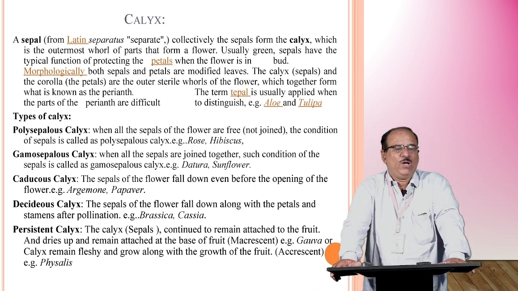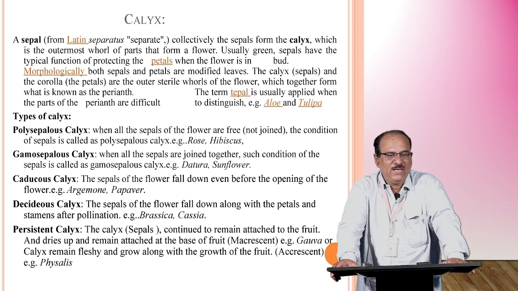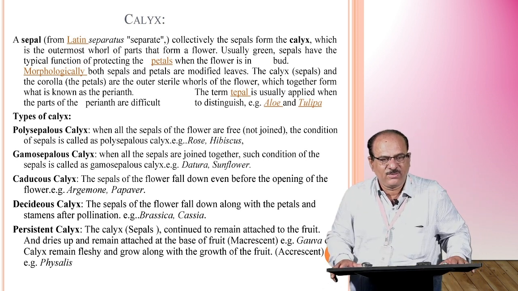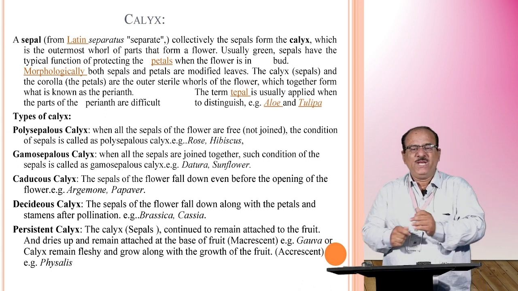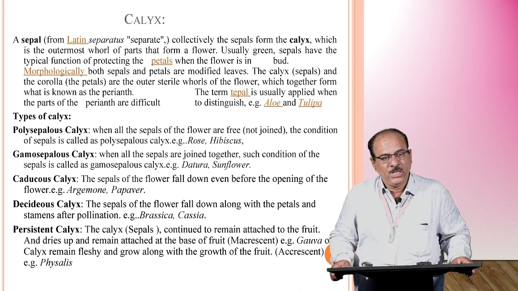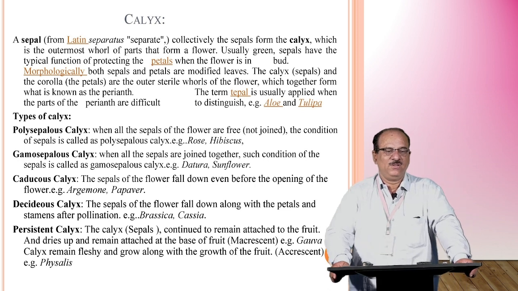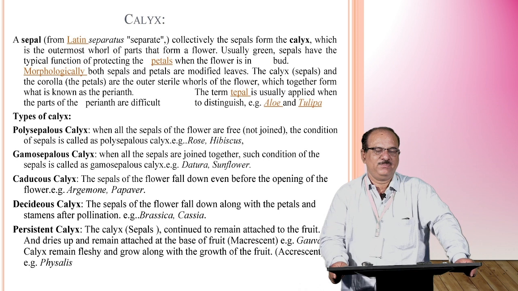Then depending on the time for which the calyx remains on the flower, we have three different types of calyx. One is the caducous calyx, second is the deciduous calyx, and third is the persistent calyx. Caducous calyx will remain on the flower for a very short time. Even before the flower opens, the calyx falls off, as in the case of argemone or papaver. So if you don't observe the flower in time, you will not observe the calyx on the plant.